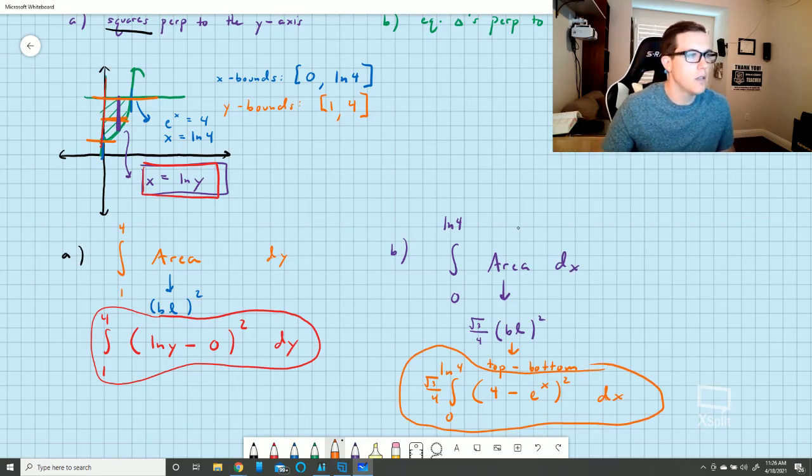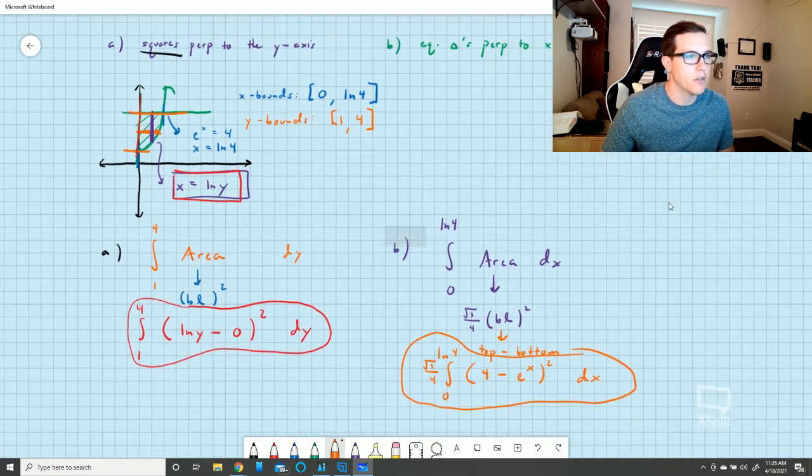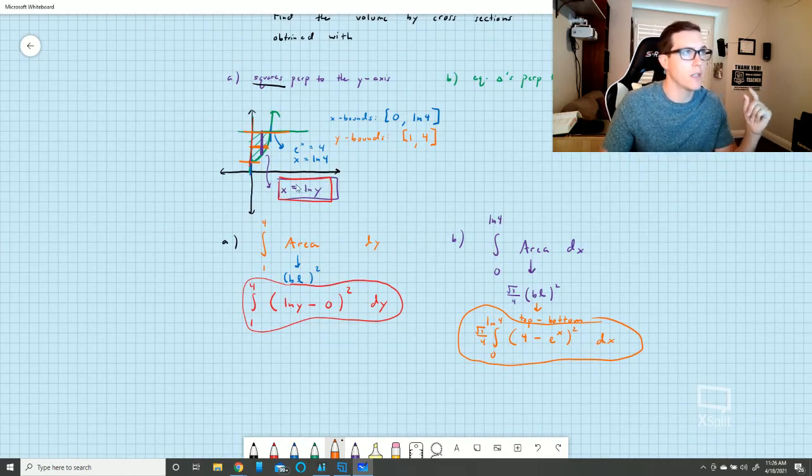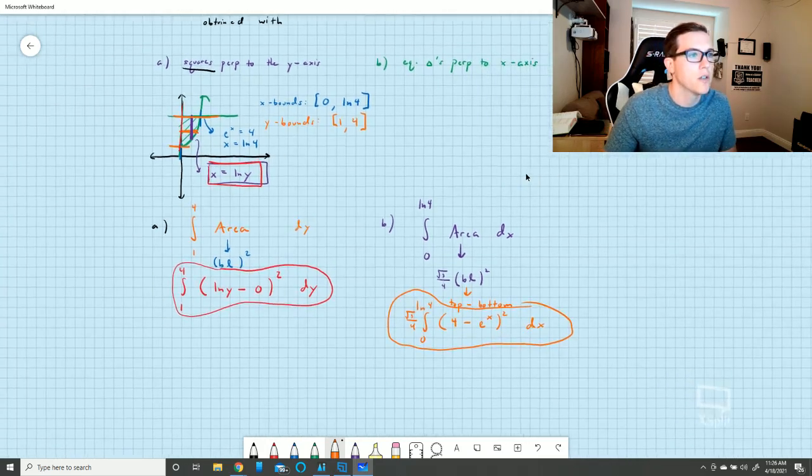All right, so not too bad. This is a little bit faster than volume by rotation. And typically these are how they go. So it's not like you have to figure out what big R is and little r is. It's always just right minus left or top minus bottom, depending on the situation.